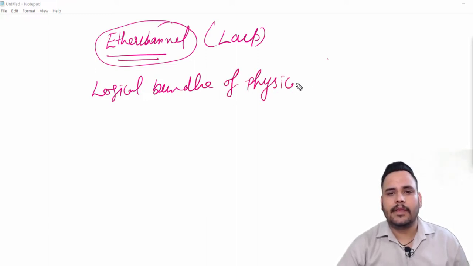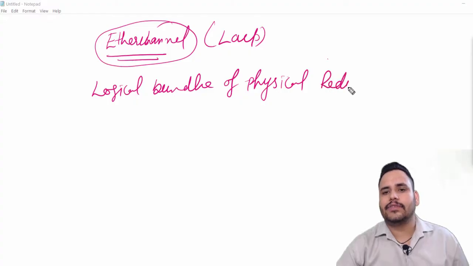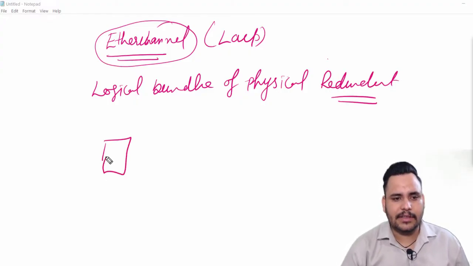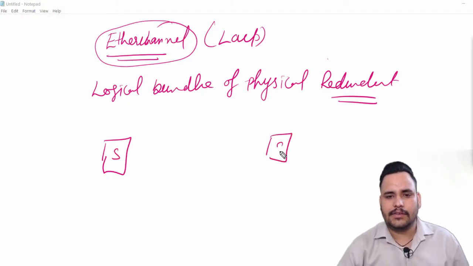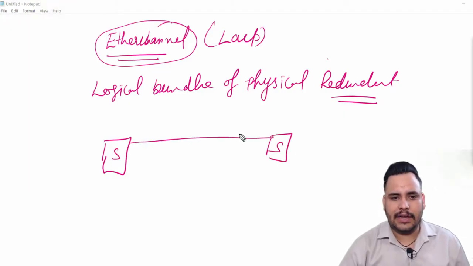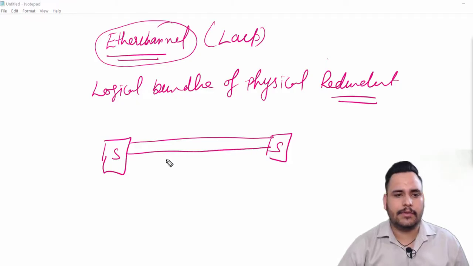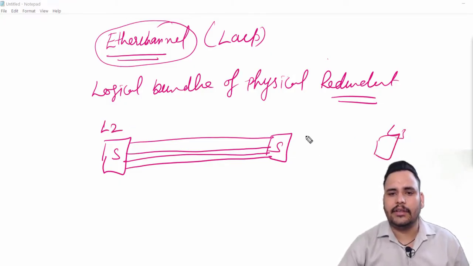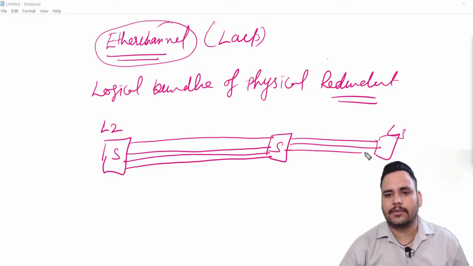physical redundant links between switches. Redundant means duplicate links. For example, this is a switch, this is a switch, and the switches are connected like this. Redundant links between the switches are connected like 4 cables. It may be layer 2, it may be layer 3, so you can choose like this also.